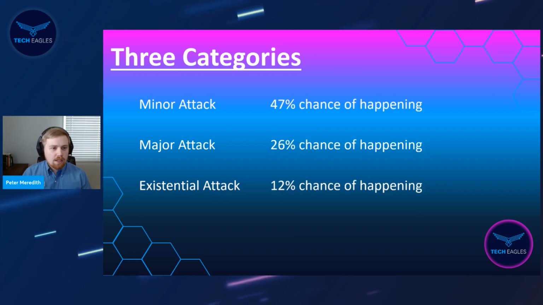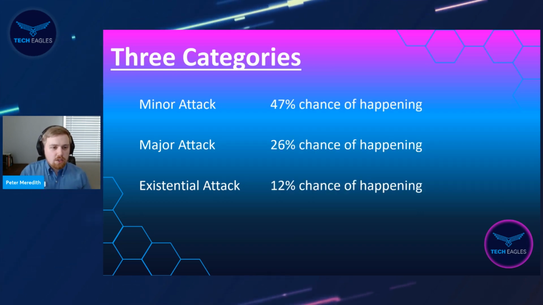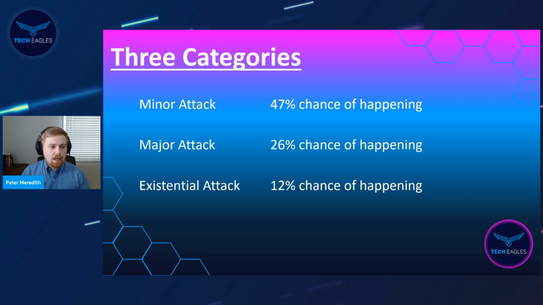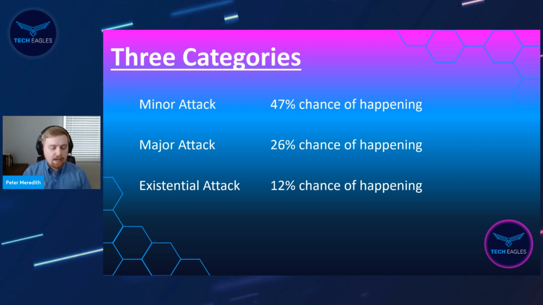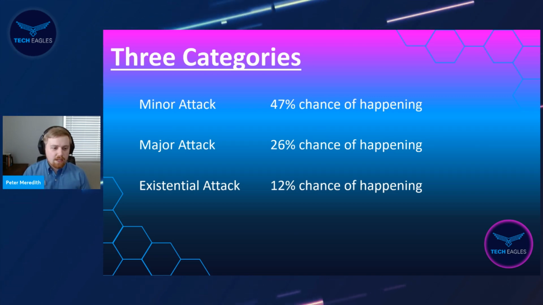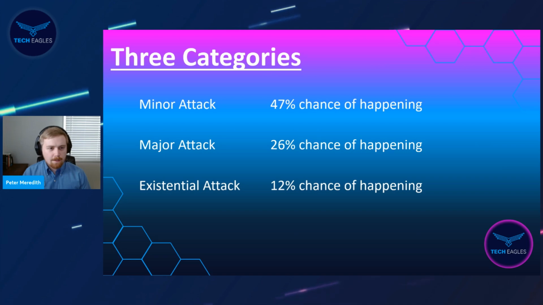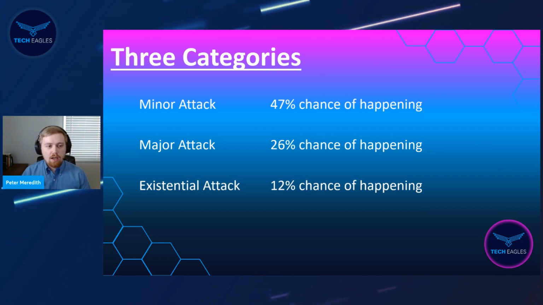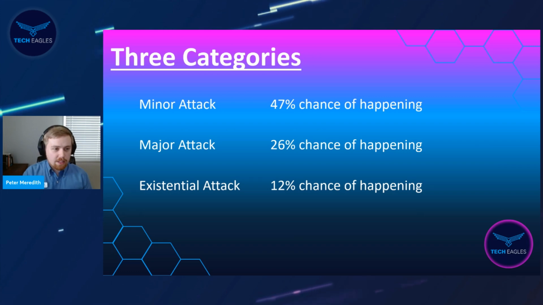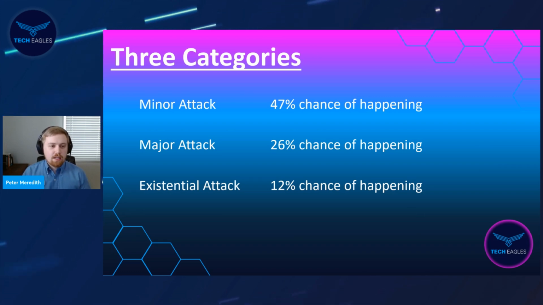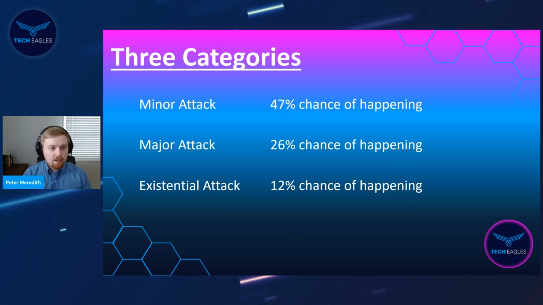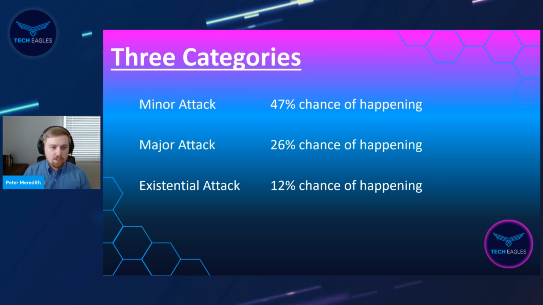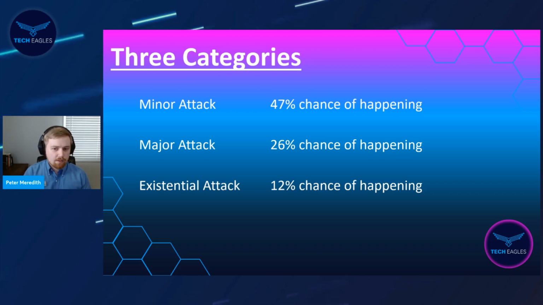Here is the associated risk of each category of attack happening in the event of a successful breach. So this does not mean that you have a 47% chance of having a minor attack. This means that if you are hacked, there's a 47% chance that it's a minor attack.